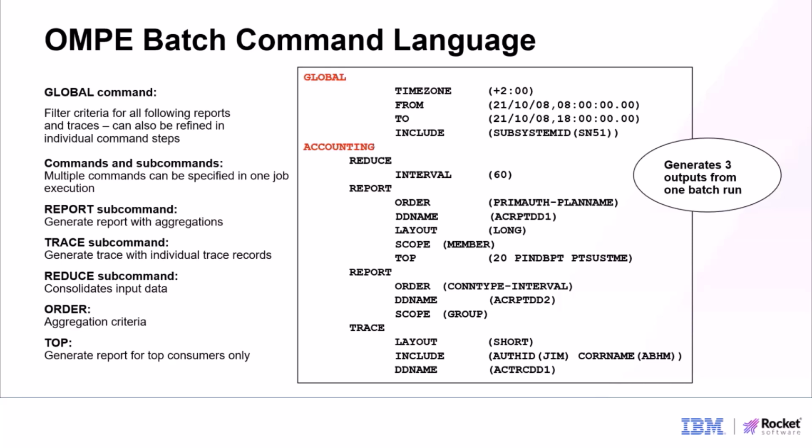But just real quickly here, you've got some different sections. Number one is the global section. Those are parameters or criteria that control the range of data that's going to be input into your batch report. So you see things like a from and a to date, I want data for a specific subsystem ID, as well as I'm adjusting my time zone for my local time. That's going to apply overall to all the reports being generated via this batch job.